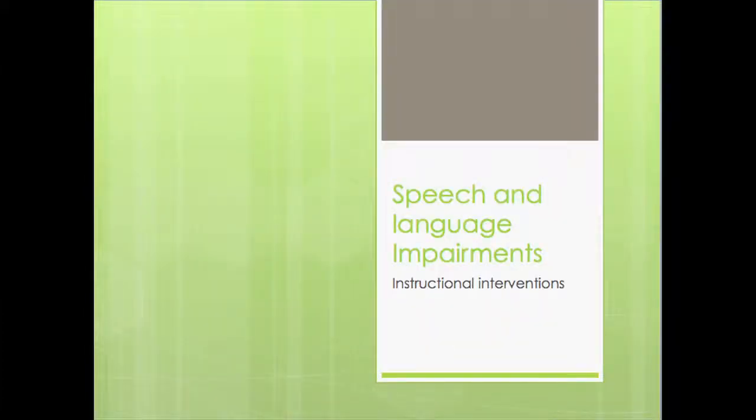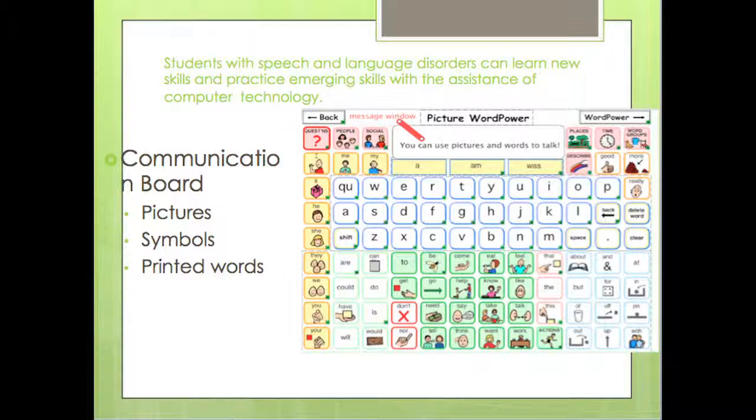Students with speech and language disorders, regardless of whether they have other disabilities as well, can learn new skills and practice emerging skills with the assistance of computer technology. One use of technology is to use communication boards. The boards use pictures, symbols, and printed words. This is an example of what a communication board can look like.